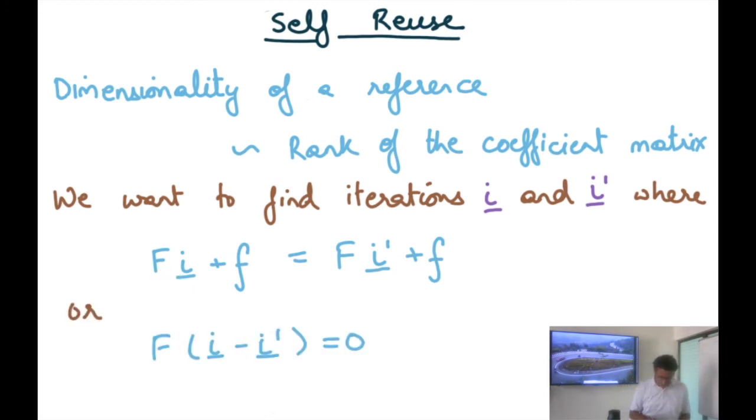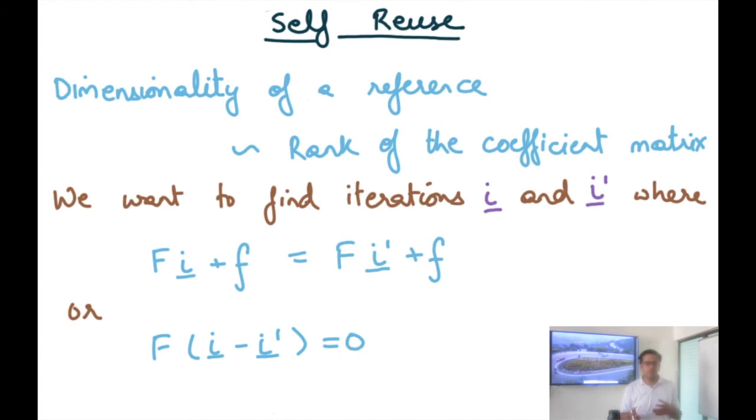Okay, so this simplifies to capital F multiplied with I minus I prime equals 0, and we are interested in finding the number of points I and I prime that satisfy this equation. Now, from linear algebra we know that if capital F is a full rank matrix, then there is only one solution to this equation, which is I equals I prime, right? Because if this multiplicand here is 0, then for any matrix capital F, this would evaluate to 0.